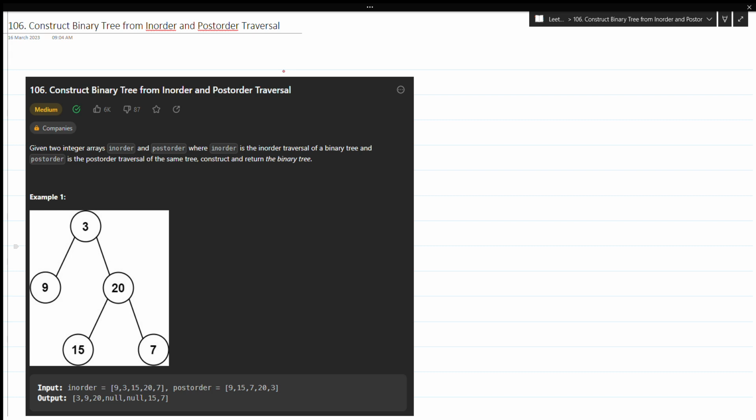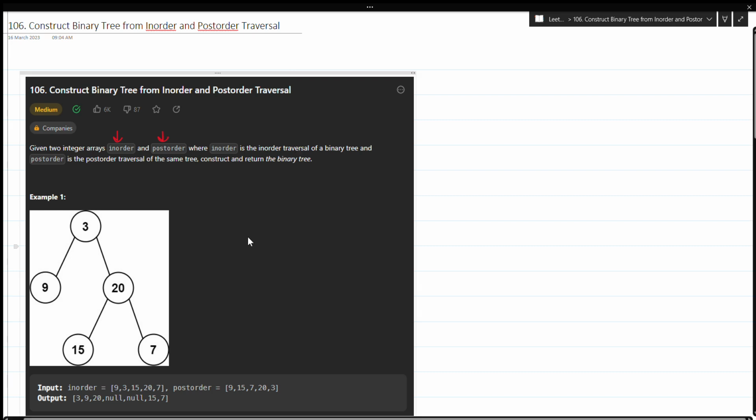Given two integer arrays, the first one is inorder and the second one is postorder, where inorder is the inorder traversal of a binary tree and postorder is the postorder traversal of the same tree. We need to construct a binary tree from these inorder and postorder traversal arrays, and return a tree node, which is nothing but the constructed binary tree. So let's start solving this question.